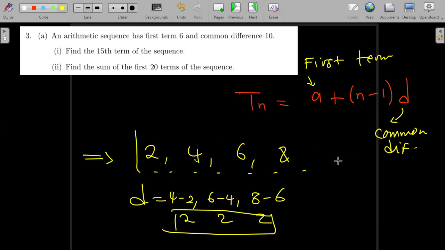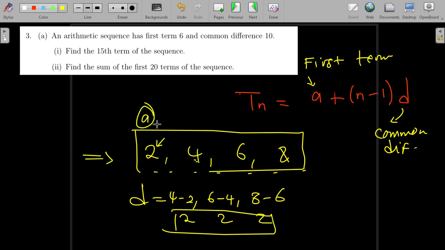If you have a sequence that has a common difference between all its terms, we call that an arithmetic sequence. This 2 here is our a, which is our first term. You can get the difference d by subtracting any two consecutive terms. And n represents the number of terms in that sequence.